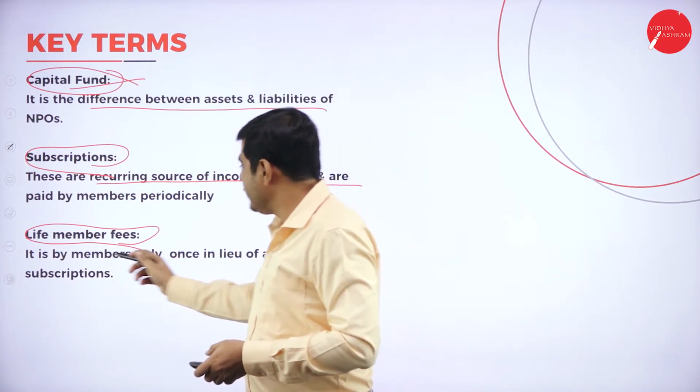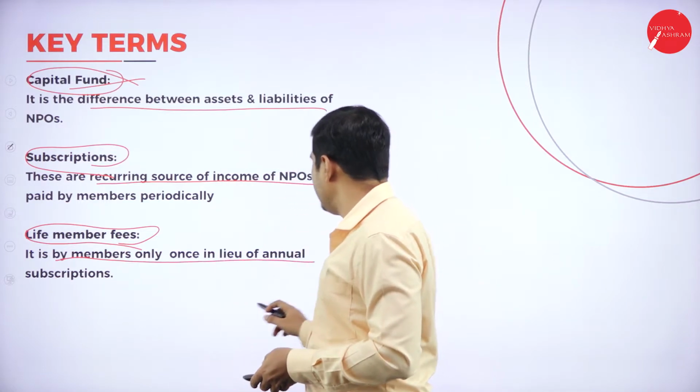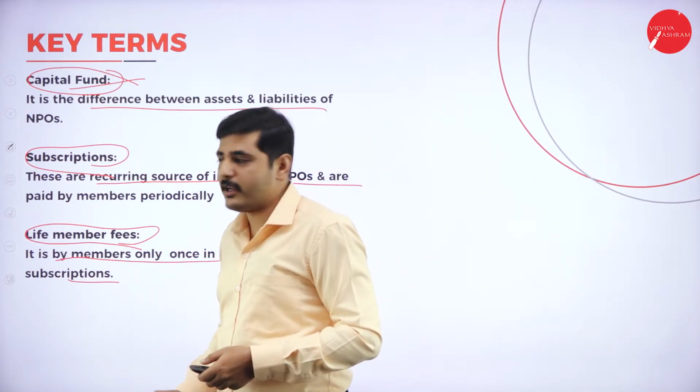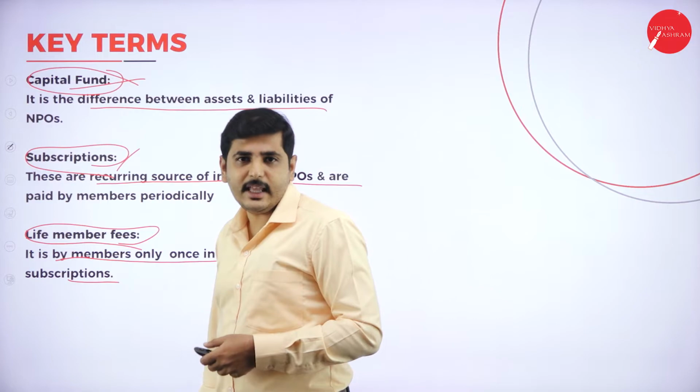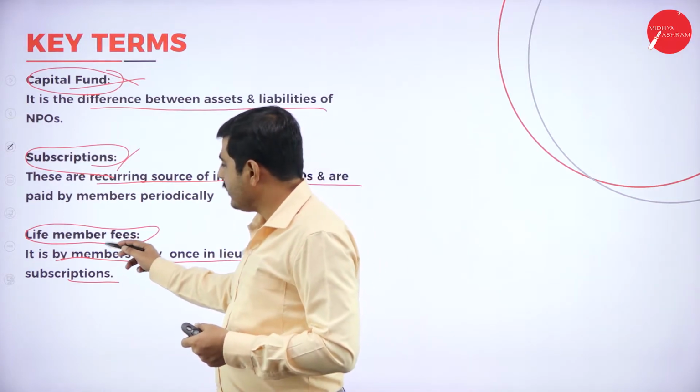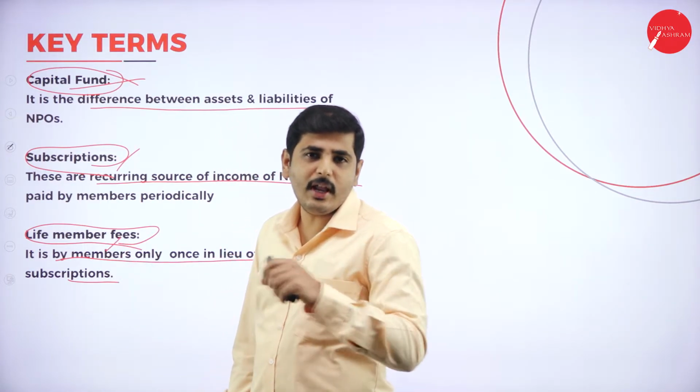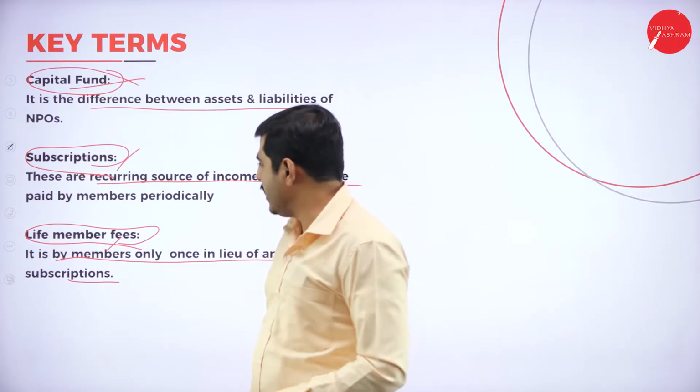So it is a membership fee, paid once in lieu of an annual subscription. Subscription means every year they have to pay some amount. A life membership fee means for the whole life I will pay some lump sum amount, that is called a life membership fee.